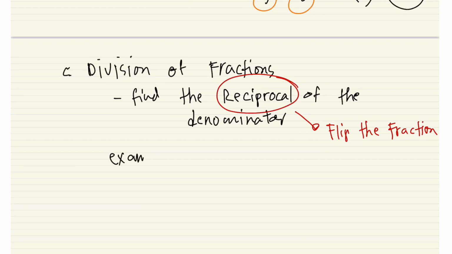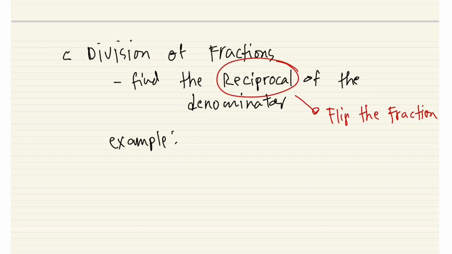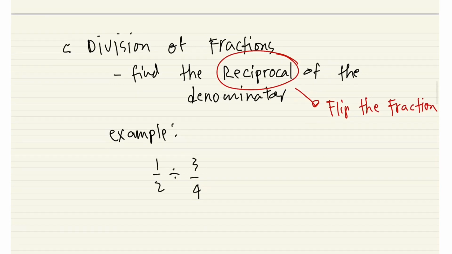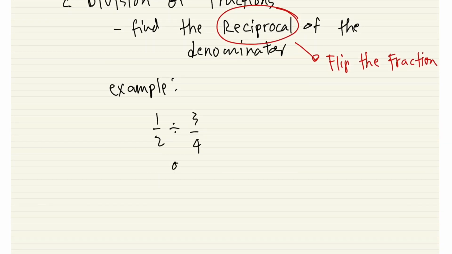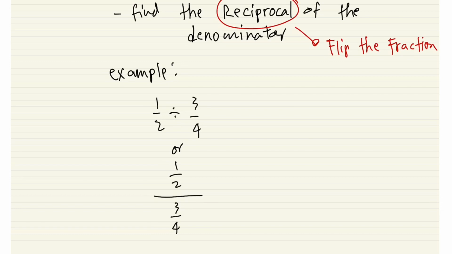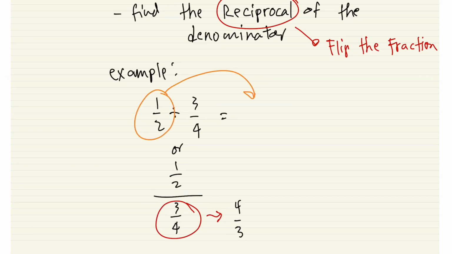Alright, so example. If we have 1/2 divided by 3/4, look for the reciprocal of 3/4. The reciprocal of this is equal to 4/3. Correct? So when you solve this, what you do is you copy 1/2, and then you copy the reciprocal, so we have here 4/3.